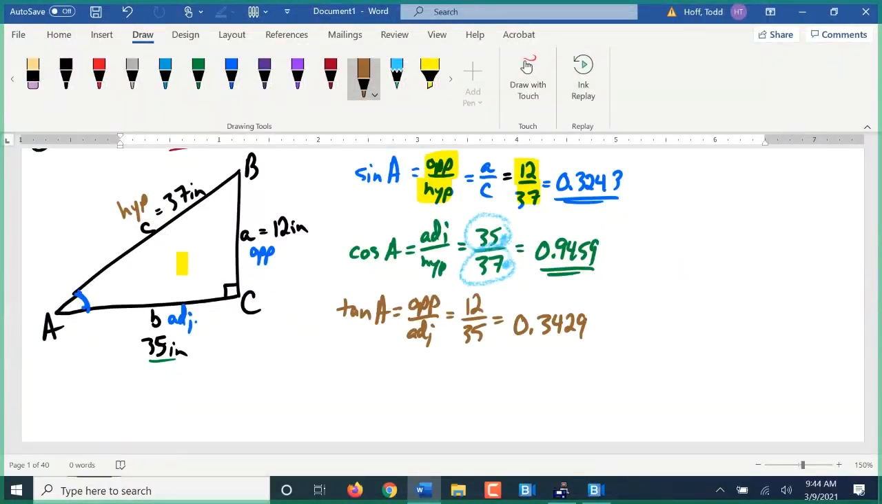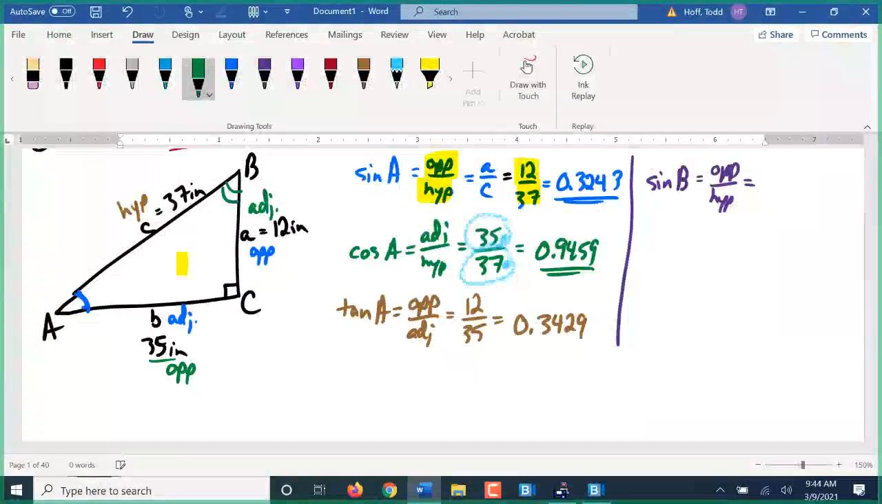Before we go on to some of the off functions here, the less common functions, I want to go back and find the sine of angle B. Sine is still opposite over hypotenuse. But for angle B, I'm looking at angle B here, the opposite side is now the 35 inches, and the adjacent side is now the 12 inches. So the opposite side would be 35 over the hypotenuse of 37. That gives us 0.9459.